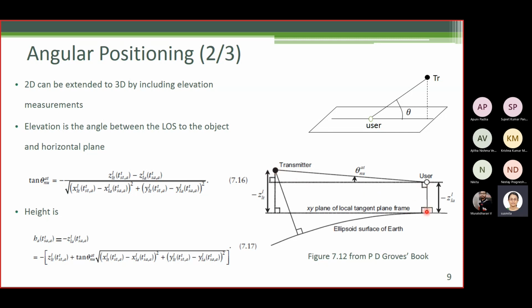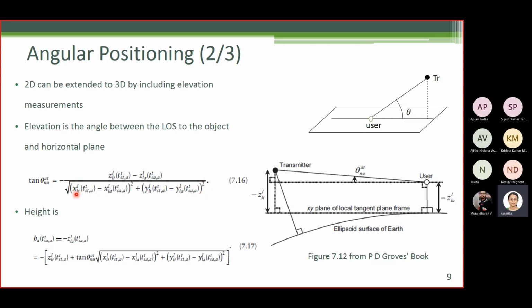The only unknown here is the Z coordinate of the user. X, Y have been determined using bearing measurements. Theta is measured. So how do we relate theta to the user and transmitter coordinates? It's straightforward. Using geometry, we can write tan theta is equal to this distance divided by this distance. This distance is basically the distance between the user and the transmitter in the XY plane. So you already know the XY coordinates of the transmitter and the user, so using that, we can find the straight line distance between the two, which is given in the denominator, right?